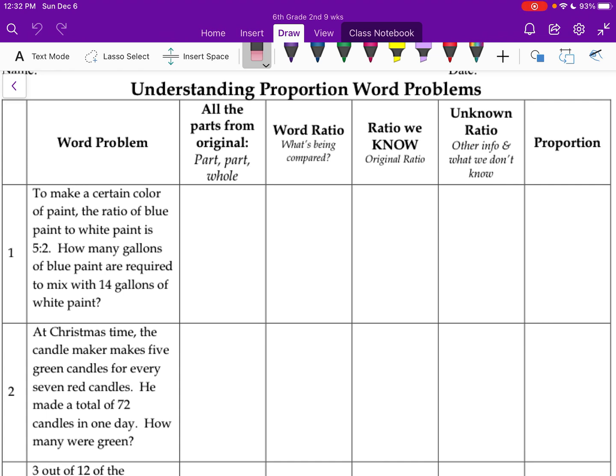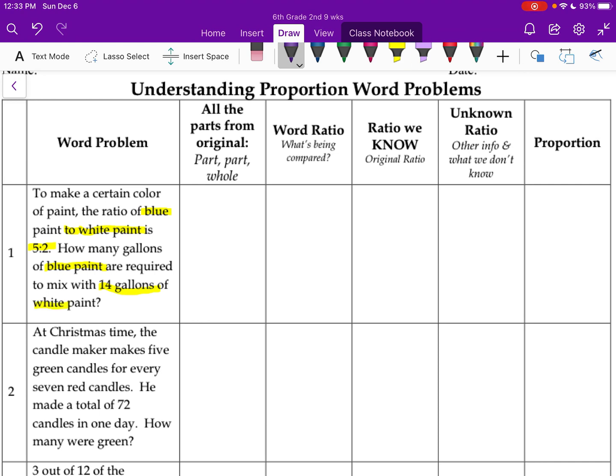All right, so let's go ahead and read the first question. It says, to make a certain color of paint, the ratio of blue paint to white paint is 5:2. How many gallons of blue paint are required to mix with 14 gallons of white paint? All right, so they give us the original ratio, which is blue to white, and it's 5:2. Then they ask us how many gallons of blue are needed to mix with 14 gallons of white.